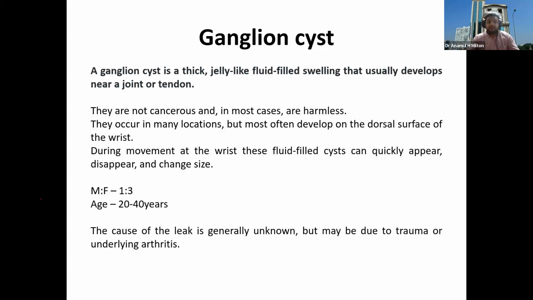Now the ganglionic cyst. It is a collection of thick jelly-like fluid in a single cavity, mainly on the dorsal side of the wrist. This collection is so thick that we cannot aspirate it even with a 21 or 20 gauge needle.